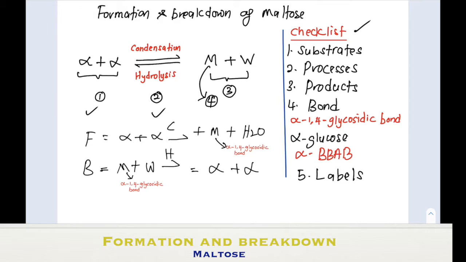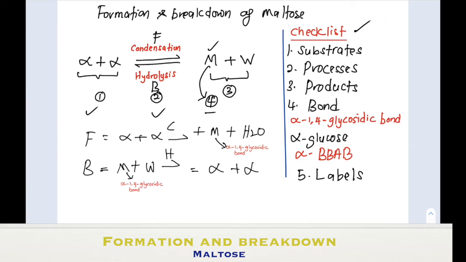Step number 2 is to include the process involved. For the formation, it is condensation, and for the breakdown it is hydrolysis, and then the product of the formation is maltose plus water. That will be step number 3. And step number 4, don't forget to label the bond, the 1,4-glycosidic bond.